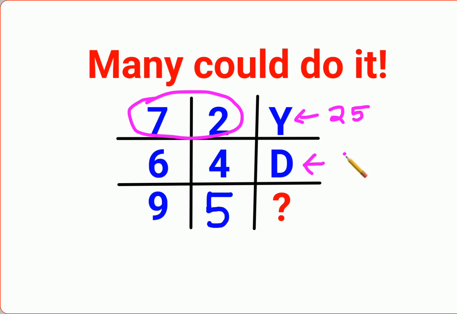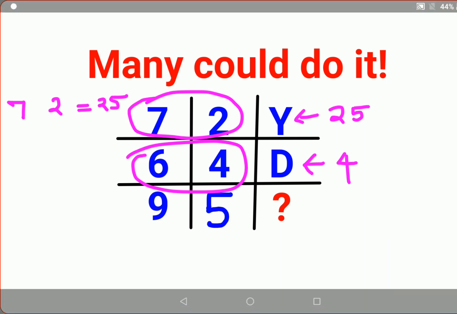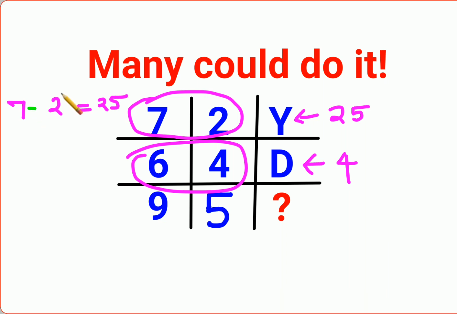Similarly, instead of D, we need 4, by doing the operation between 6 and 4. So let's try. First, we'll talk about 7 and 2. We have to arrange it in some way that we get a 25 as the answer. So now, if you look closely, when I subtract both of them and I square this, when I subtract 7 and 2, I get the answer as 5. 5 square gets you 25.